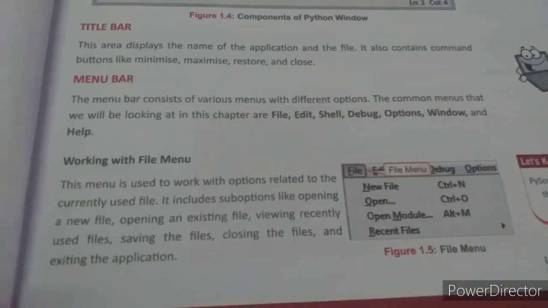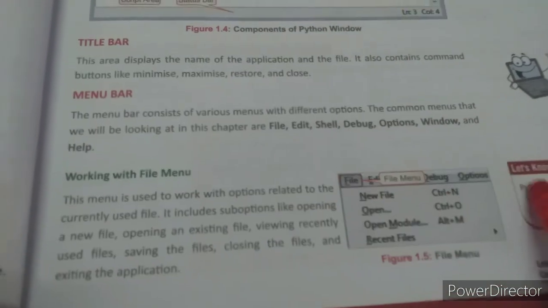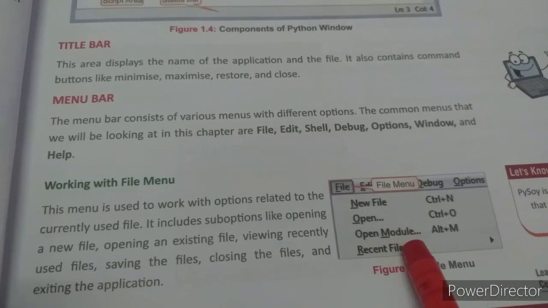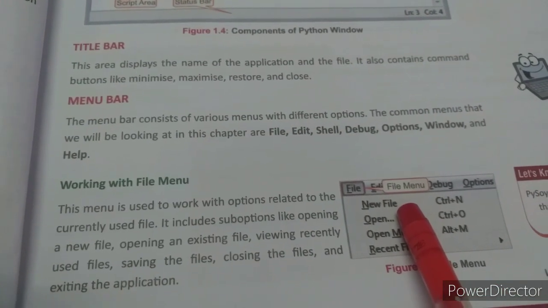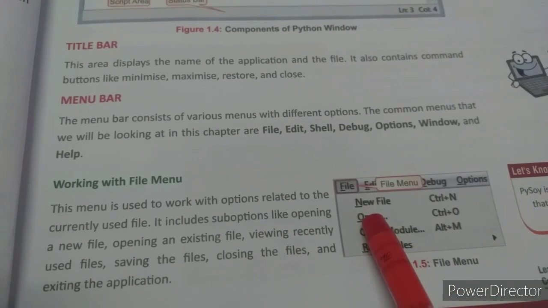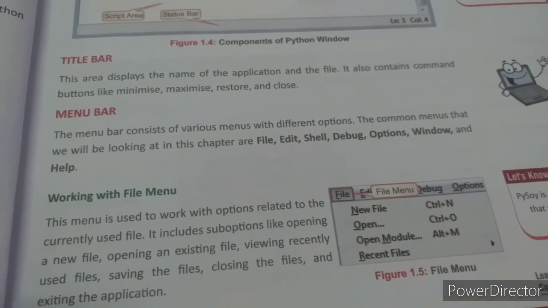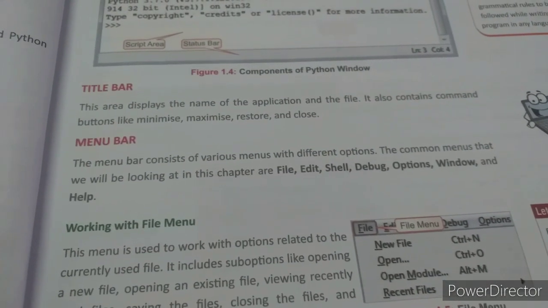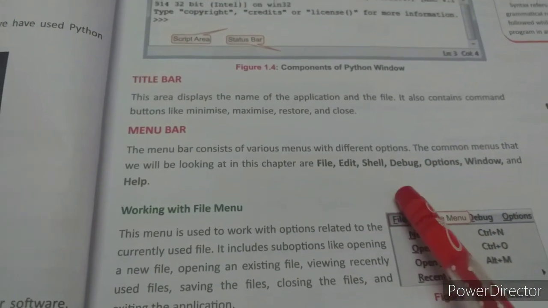Now let's see how the File menu works. The File menu contains different options. Generally, what options does the File menu contain? New File, Open, Open Module, and Recent Files. New means if you want to type a new program, we start a new file. If you want to open a previously saved file, we have to use the Open option, which is in the File menu. Next, Open Module. If you want to open a module, and if you want to see the recent files, all of that is located in the File menu.